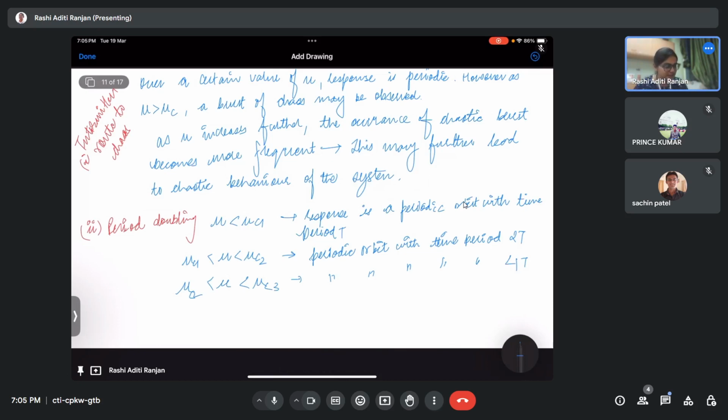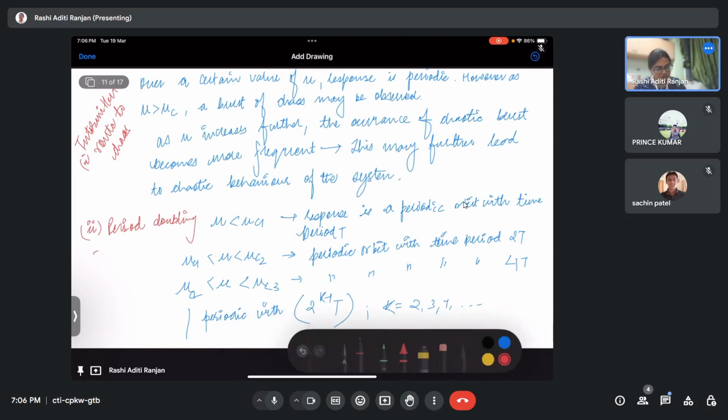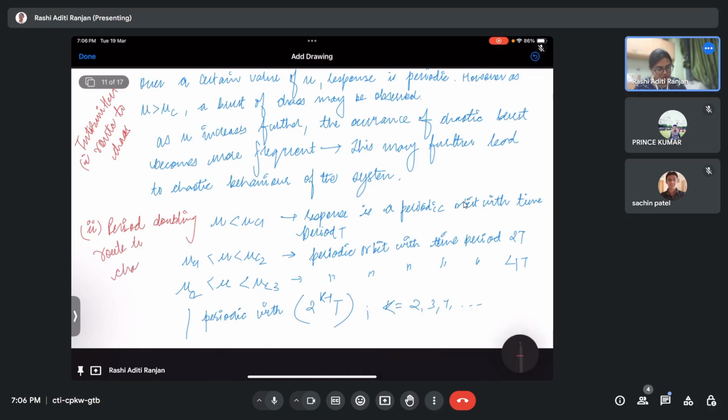So in this case, generally we can write that periodic with 2^K T, where my K could be... Okay, so this is, in general, we can write it like this. Now, period is going to double like this, right? And this may lead to your period doubling bifurcation, which would further result into chaos. So this is my period doubling route to chaos. I hope that you people are able to understand what I'm trying to say.